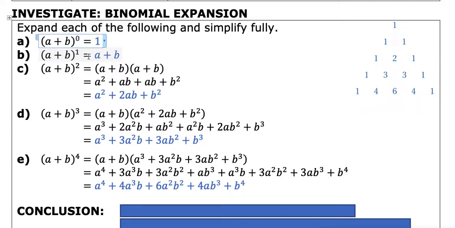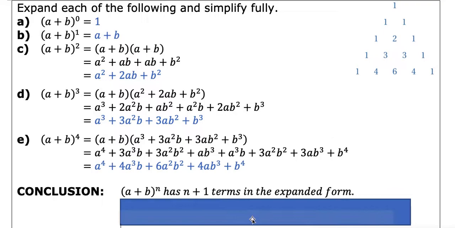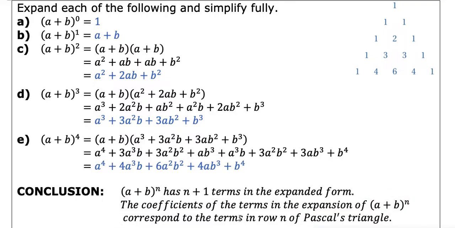Next, if we have to the power 0, we have one term. If we have to the power 1, we have two terms. With power 2, we have three terms, and so on. So, a plus b to the power n has n plus 1 terms in the expanded form. And as we discussed, the coefficients of the terms in the expansion of a plus b to the power n correspond to the terms in row n of Pascal's triangle. For example, to the power 4, this binomial has the coefficients in the fourth row, 1, 4, 6, 4, 1, in the expansion.